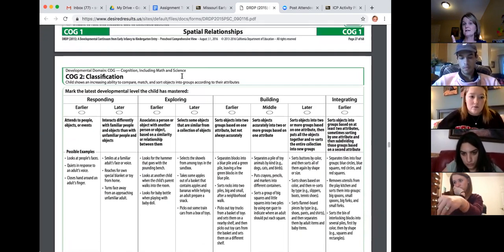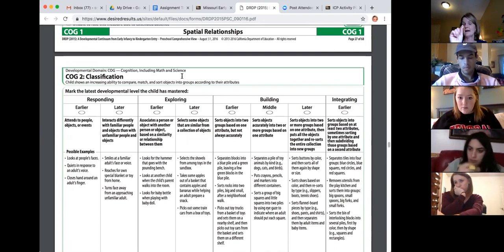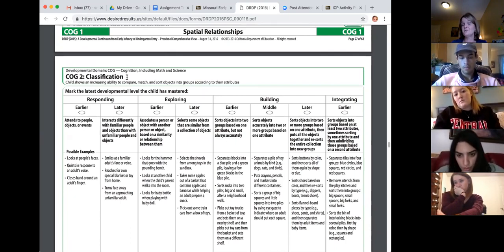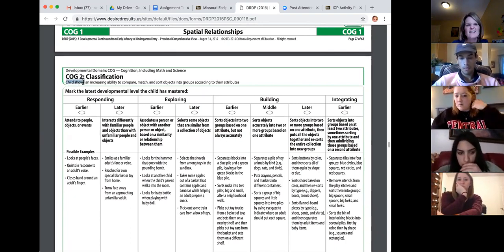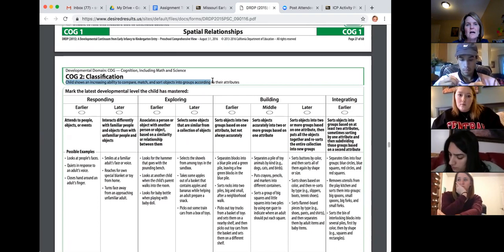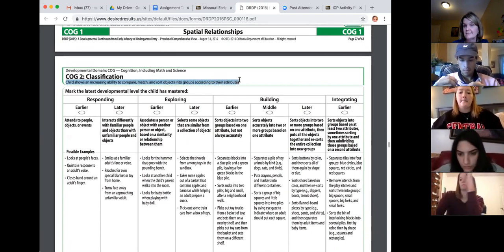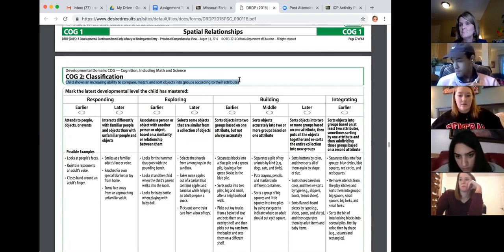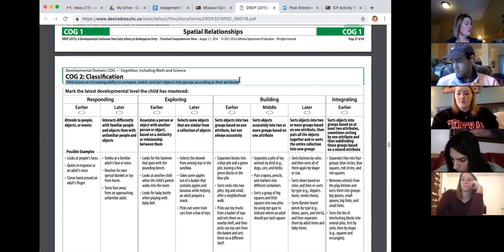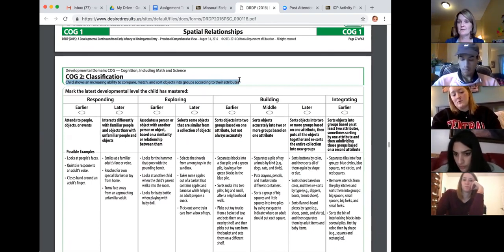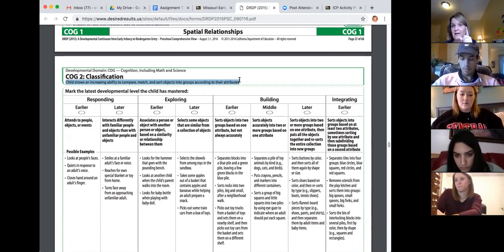So when I write the objective, I'm going to write primary area, cognition, math and science. Then I'm going to write Cog2 classification. Then I'm going to write the objective. While sorting shoes, I can say children will compare, match, and sort objects according to their attributes in order to develop cognitive thinking. All right, so try it. I'm going to go get a drink of water because I'm out of water. Try writing your first objective, and I'll be right back.